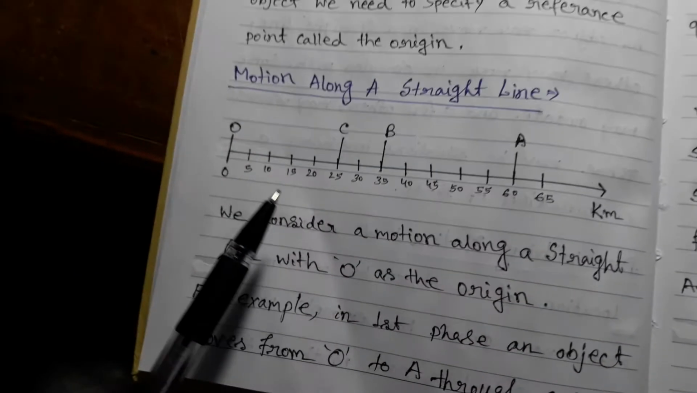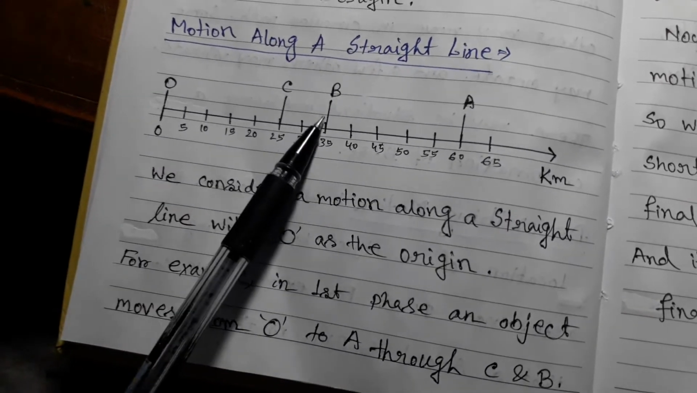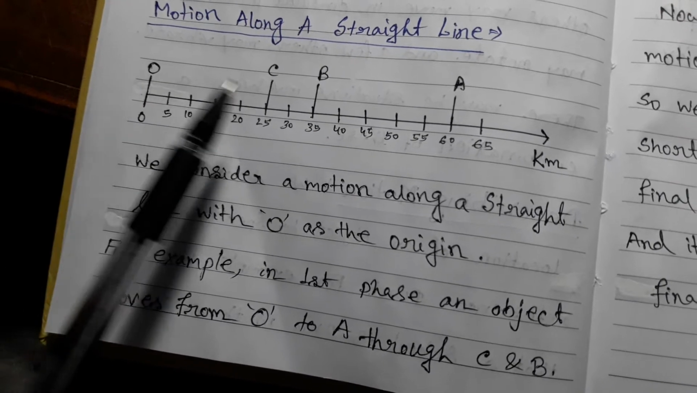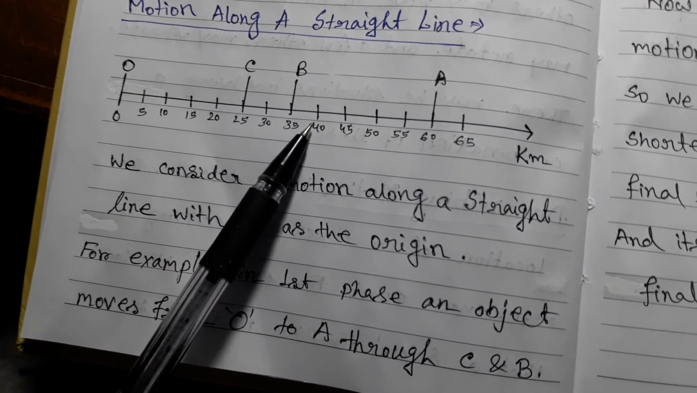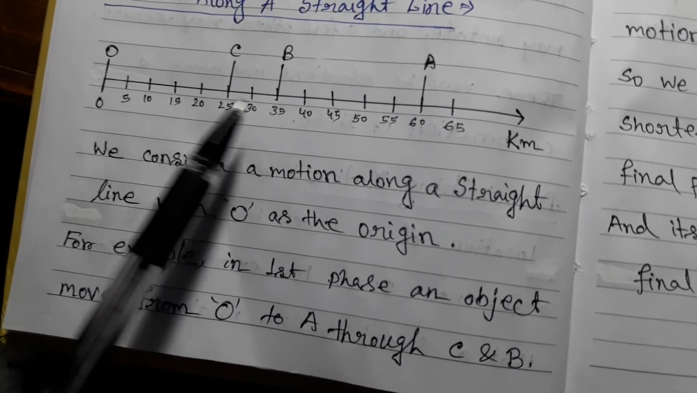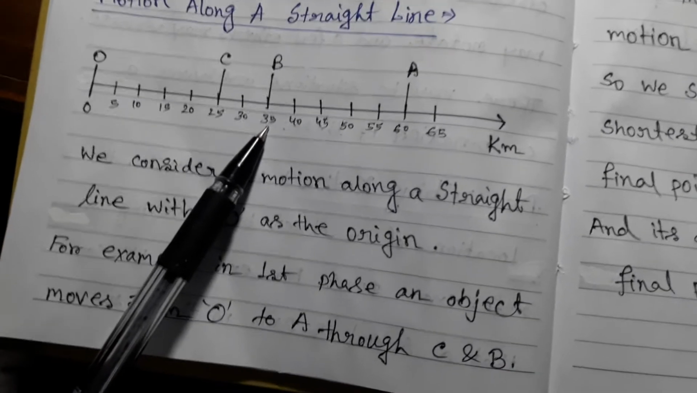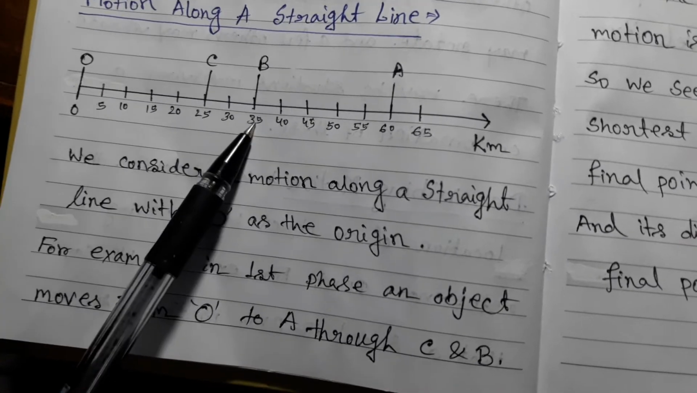Here we see in the diagram from O to A and then back to B. In this whole journey, O is the initial point and B is the final point. So the distance between O and B is 35 km. So this is the shortest distance, that means the straight line distance. This value is the magnitude of displacement and its direction is from point O to B.